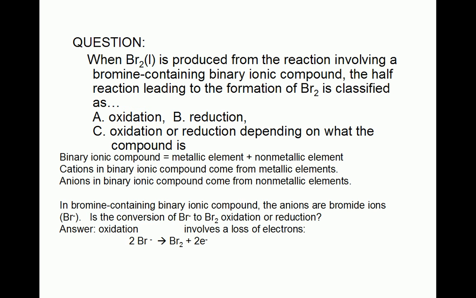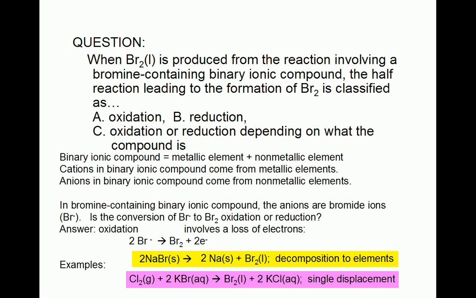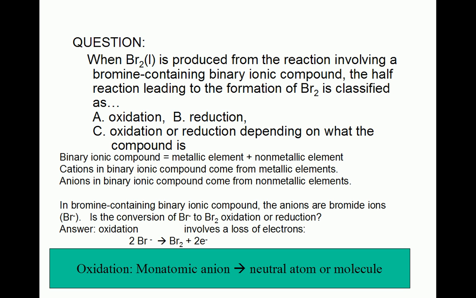Here's an example of a reaction described in this question: the decomposition of sodium bromide into sodium and liquid bromine. Here's another example, which involves single displacement. When bromide is displaced from an ionic compound to yield diatomic bromine, the formation of bromine is called the oxidation half reaction. In general, anytime you convert a monatomic anion to a neutral atom or molecule, like a diatomic bromine molecule, electrons are lost and the process is classified as oxidation.